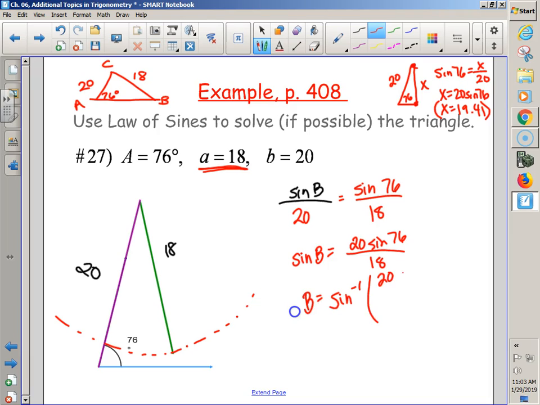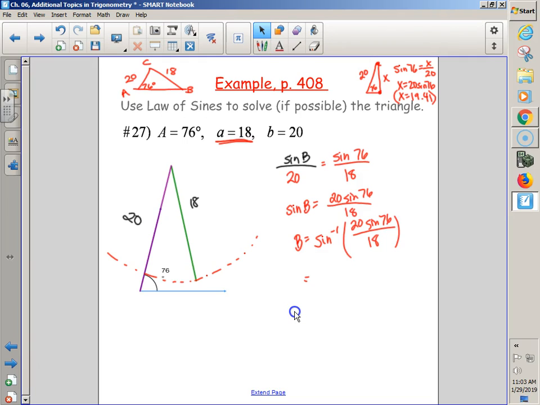Sine inverse of. Now, I'm going to be a little weird on this one. Usually, I just plug it all in, all of it, and say, sweet, there's an answer. But this time, just to show you what's going on, I'm going to do the 20 sine of 76 divided by 18 first to show you why it's an error. 1.08. Why is that always going to be bad? Anything more than 1.